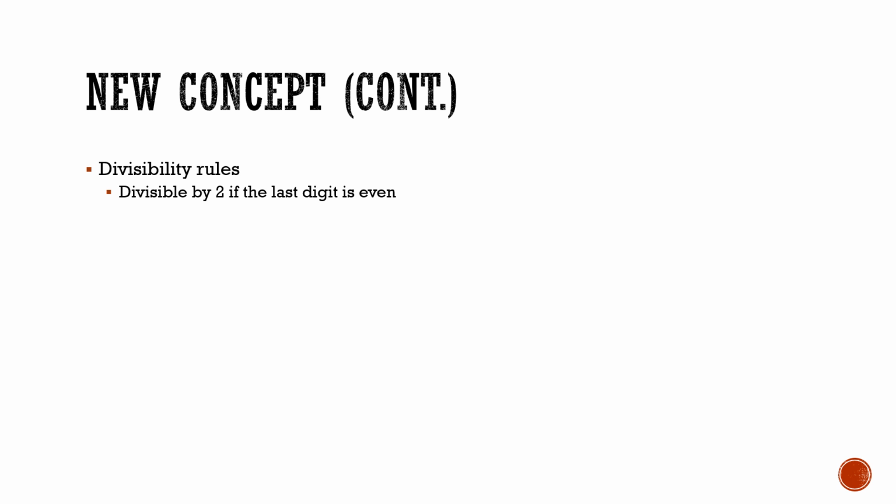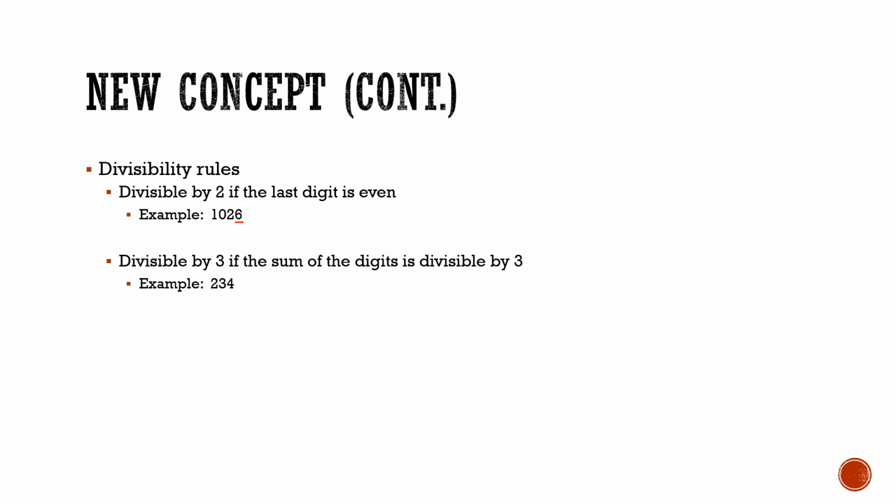So a number is divisible by 2 if the last digit is even. For example, 1026, 6 is an even number, so that would be divisible by 2. A number is divisible by 3 if the sum of the digits is divisible by 3. So example 234, 2 plus 3 plus 4 would be 9. 9 is divisible by 3, so that whole number is divisible by 3. A number is divisible by 4 if the last two digits are divisible by 4. 10,812, our last two digits are 12. 12 can be divided by 4, so that would be divisible by 4.